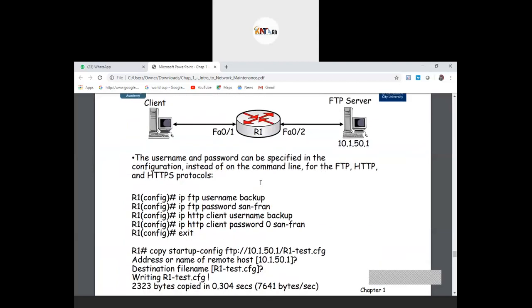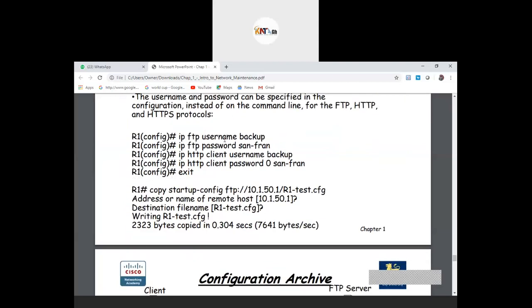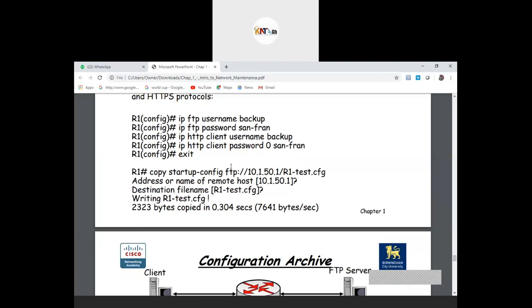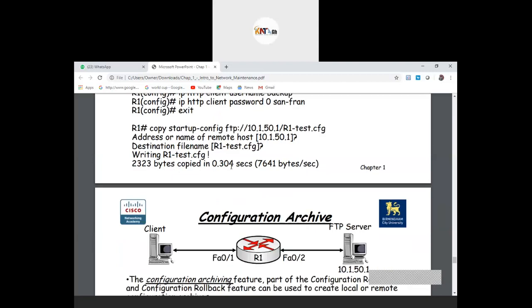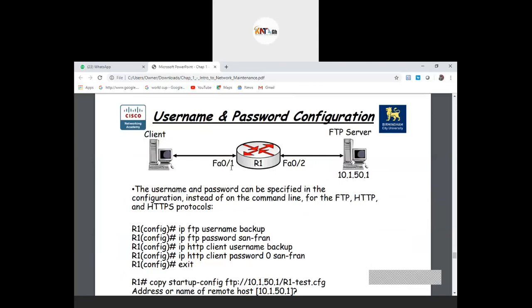So username and password configurations. If you want to transfer particular username and password configurations through FTP or HTTP, this is the command. So ip file transfer protocol server username backup, it will back up to the FTP server. If you do ip http client username backup, it will back up to the HTTP server and all that. And these are all ways of storing information for disaster recovery, for storing username and password information.